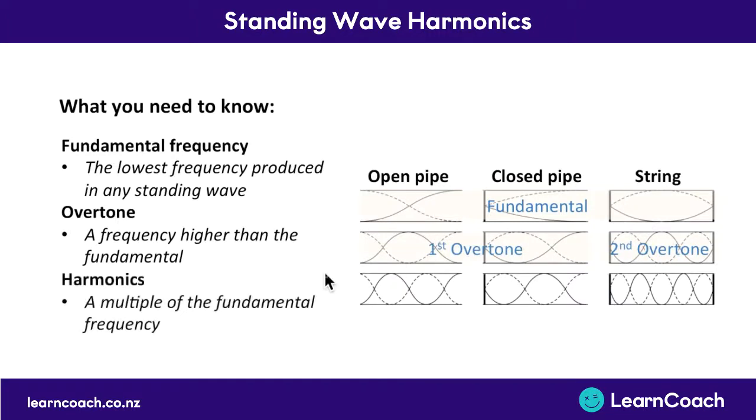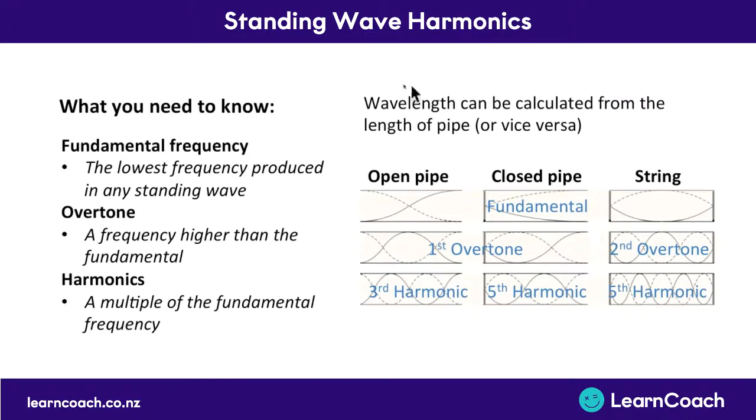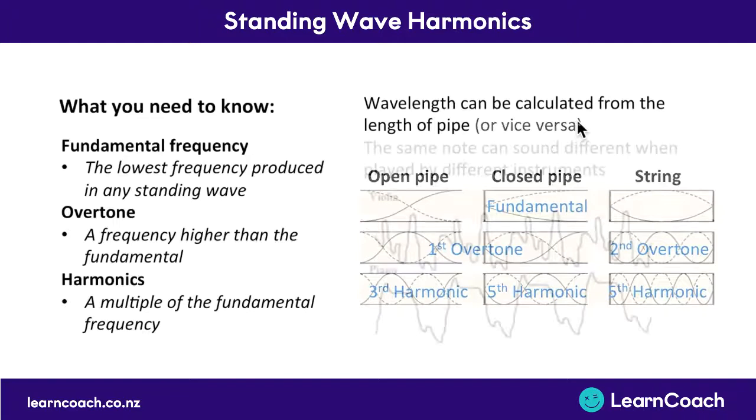And finally, with harmonics, we've got a multiple of the fundamental frequency. So here we've got 3 times the fundamental frequency. Here we have 5 times the quarter wavelength, or 5 times the fundamental, so it's the fifth harmonic. Same with the bottom one round here. A wavelength can also be calculated from the length of the pipe or vice versa, like we saw in all of those examples.